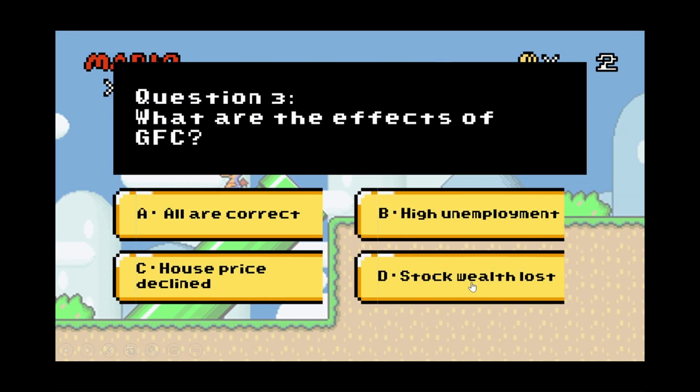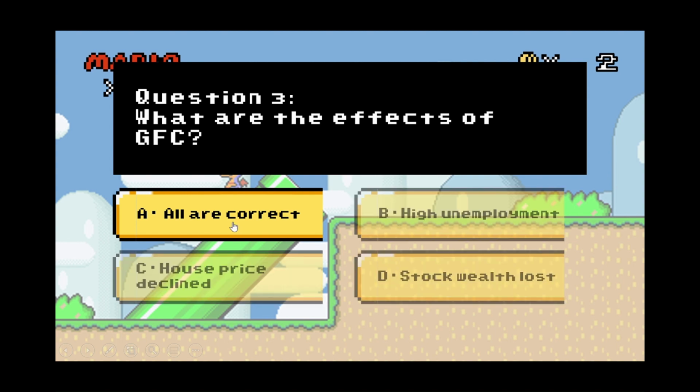What are the effects of GFC? All are correct: high unemployment, house price decline, and stock wealth lost.